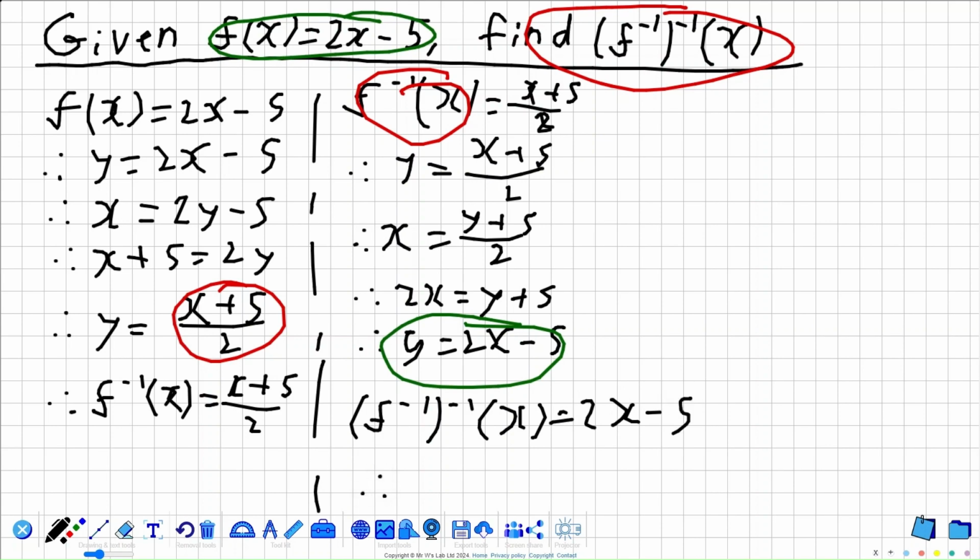So obviously therefore f inverse of x actually equals f of x, and then those double inverses actually cancel each other out.